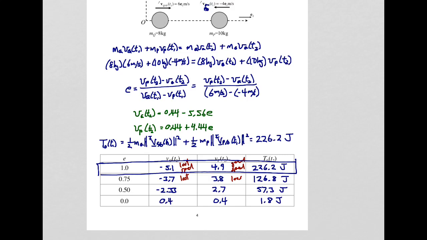And that's only going to happen if our coefficient of restitution is between 0 and 1, in which we have energy loss. And then, of course, we see here that if our coefficient of restitution is 1, then all of our energy is also conserved in the system.